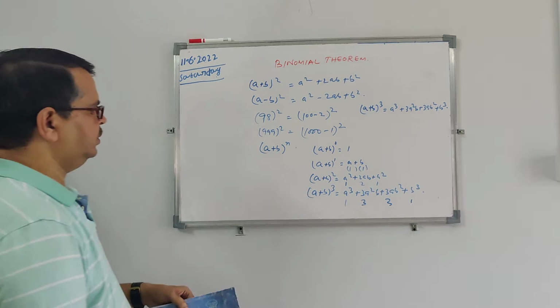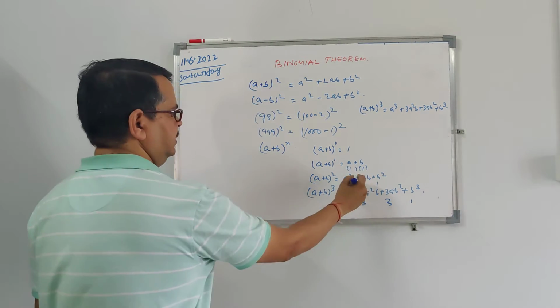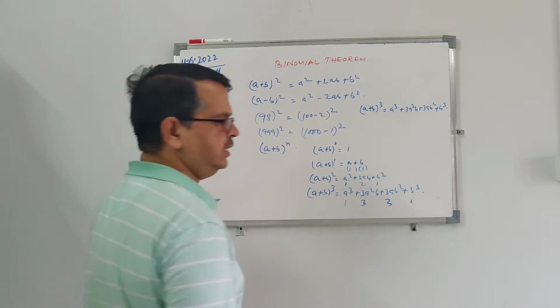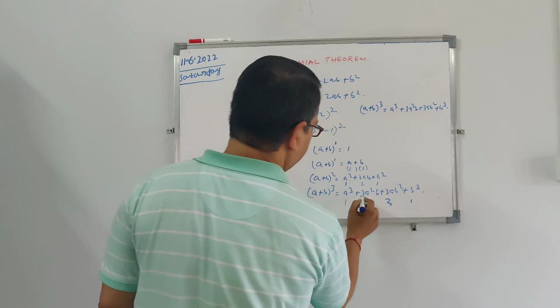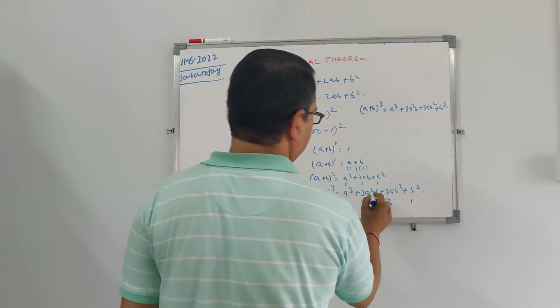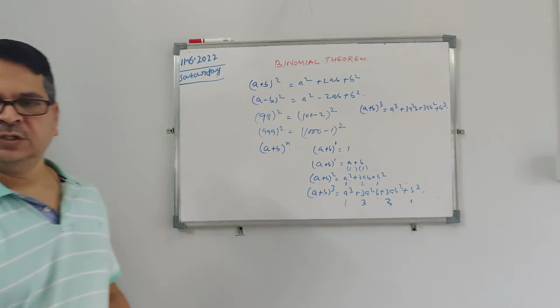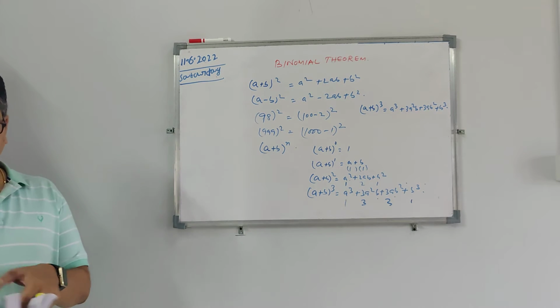So what you can observe here is that the power of a is decreasing. A square is becoming a, whereas the power of b is increasing. Same thing here: power of a, 3 has become 2, 2 has become a, whereas b has become b square. So one is decreasing, the other one is increasing.